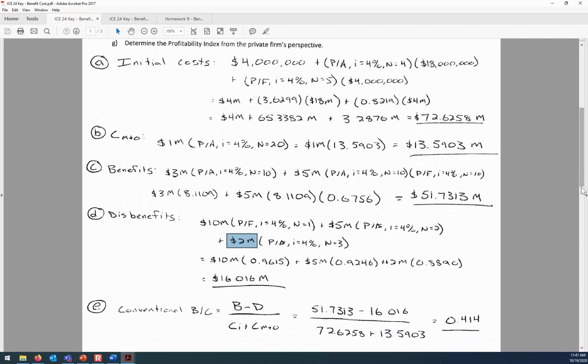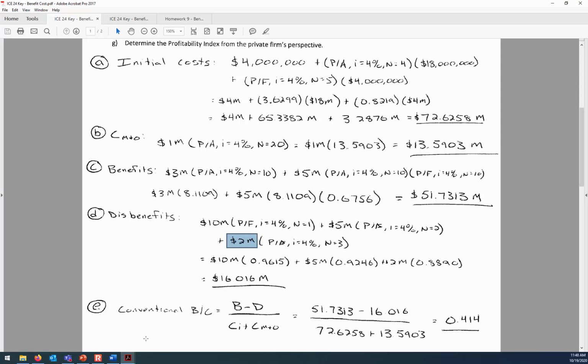Okay, so the conventional B to C ratio doesn't look good for this project. If we substitute in all the values here, we've got 51.7 minus 16 in the numerator, so that's the benefits. In the costs, we've got a lot of costs down there in the denominator. $72 million for the initial costs, 13.6 for the maintenance and operation. So the conventional B to C ratio is less than 1, and that tells us the interpretation is this project should not be undertaken. This is an unacceptable project. For every dollar in costs, we're only getting 41 cents of benefit.